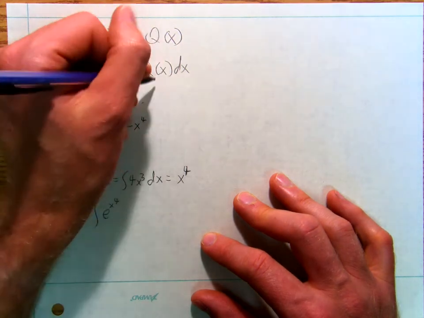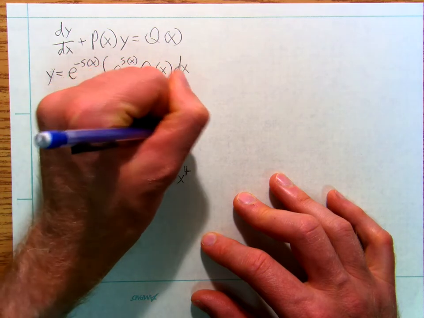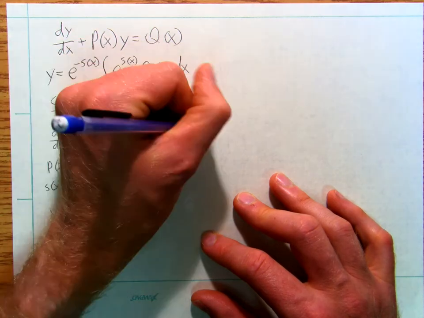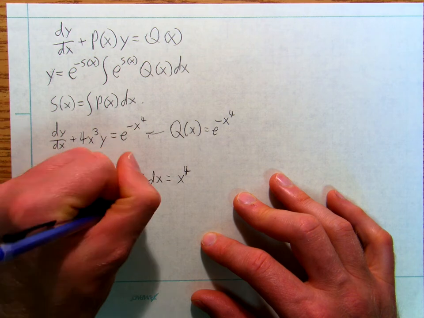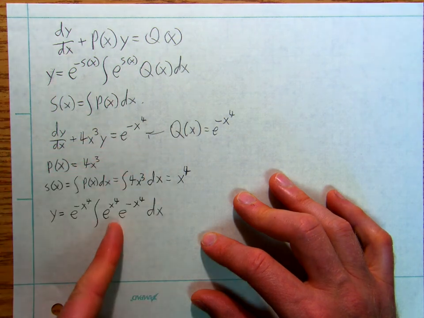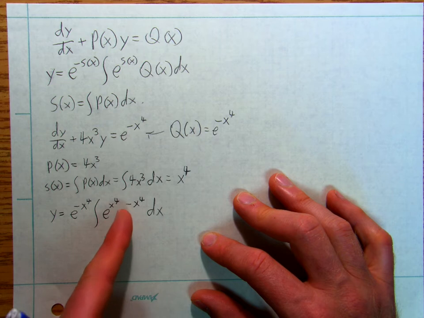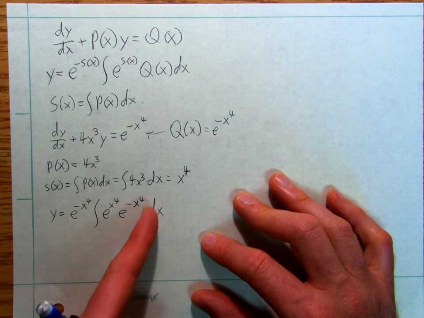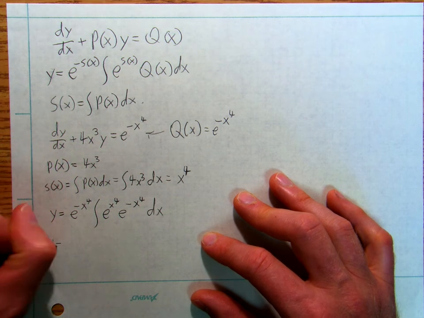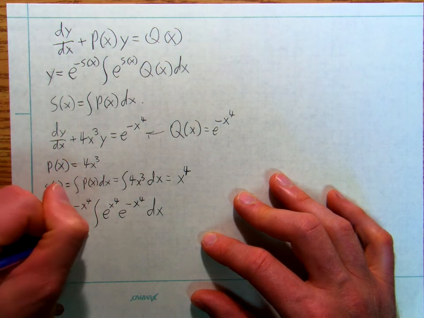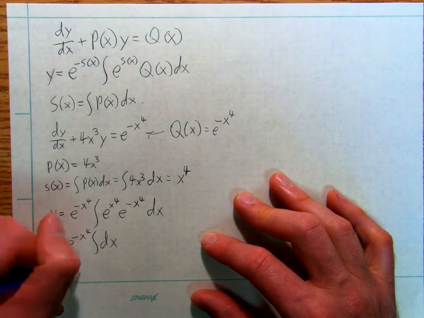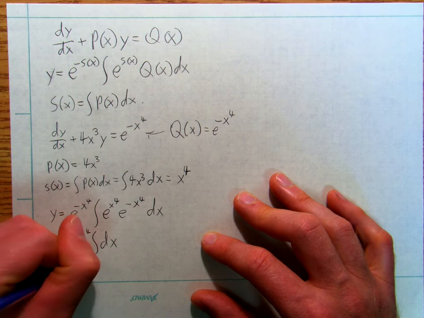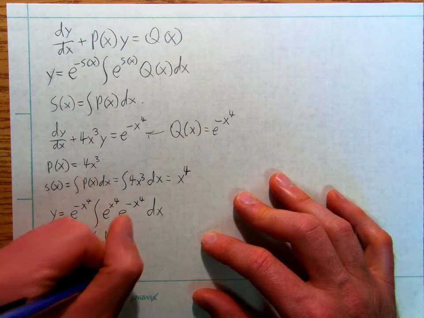Oh, well, my q of x is e to the negative x to the 4th. Well, isn't that kind of funny how that works out like that? That I've got e to the x to the 4th and e to the negative x to the 4th, and that's just equal to 1. So I've got y equals e to the negative x to the 4th times the integral of dx. Well, that's going to be equal to x plus c. So y equals e to the negative x to the fourth times x plus c.